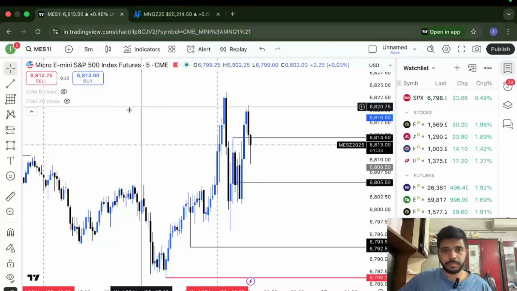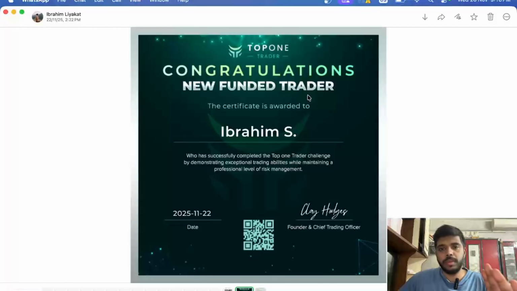One more thing I would like to show you guys. This is my Top One Trader evaluation passing certificate. I have passed my evaluation. This is a prop firm called Top One Trader. I have bought their 5K flash one step challenge, which I passed in almost 2 or 3 days, and now I have a funded account with them. So I will also trade in this account simultaneously and grow this account till payout, so that from these payouts I can fund my future prop firms.